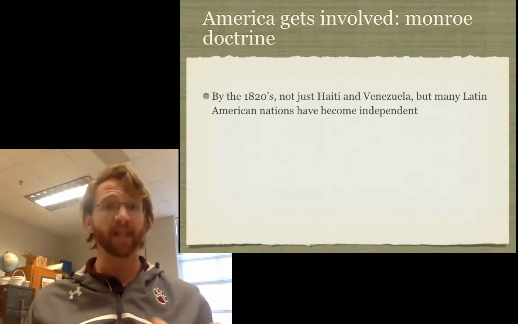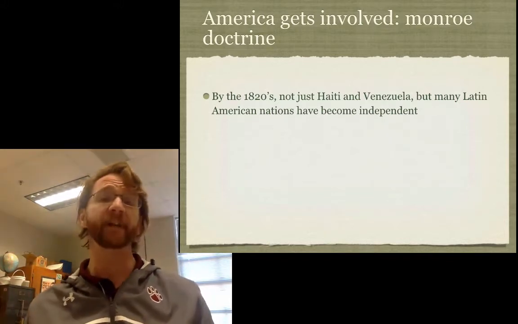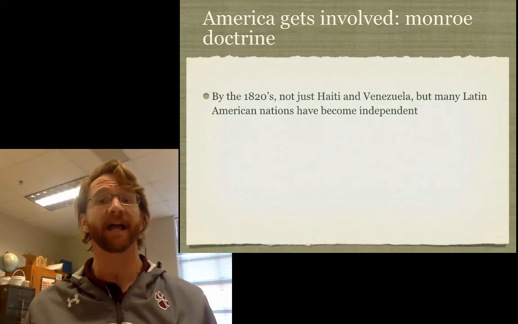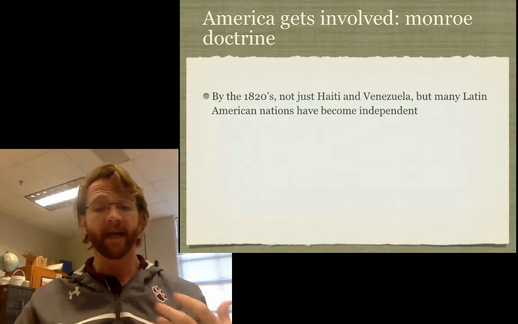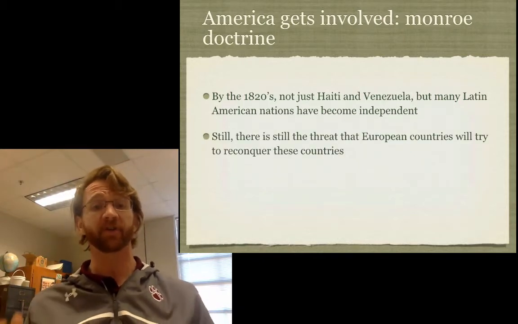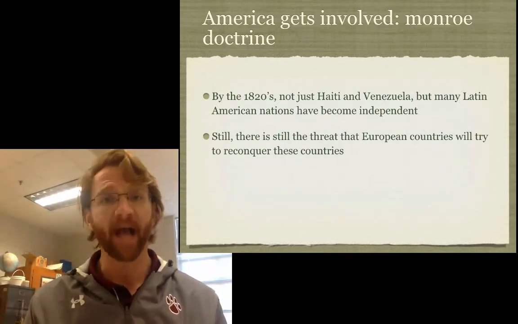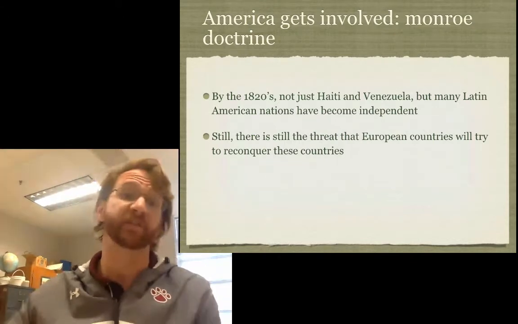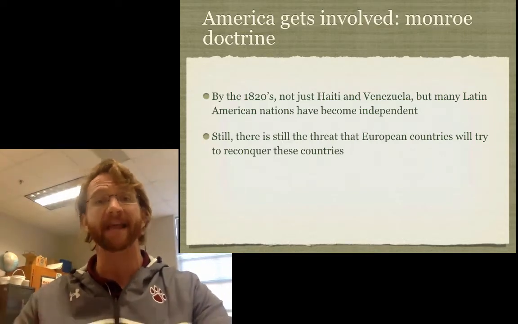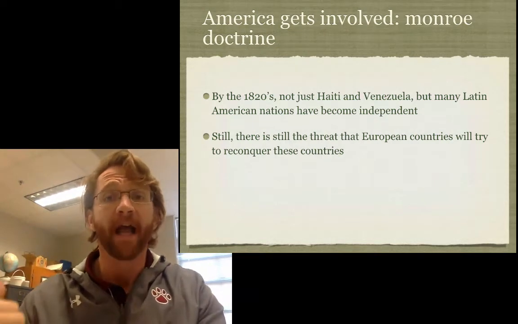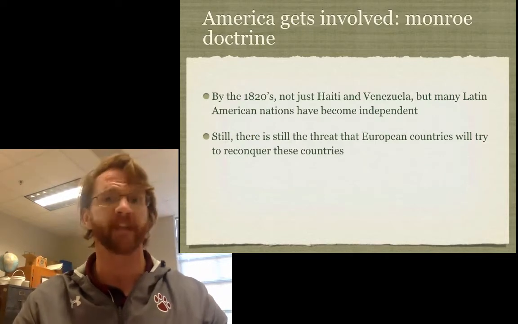So here's what Latin America looks like in the 1820s. It's not just Haiti and Venezuela that are independent, but a lot of other Latin American nations have become independent as well, and they've gained their own freedom. Now, the problem with this is that European countries are still going to try to reconquer them. Remember, Portugal and Spain were the main countries that had colonized Latin America, or really America south of Mexico. And so Americans were worried that they're going to come back in. And Latin Americans were worried that they're going to take back over and restate their claim to their possessions that they lost.